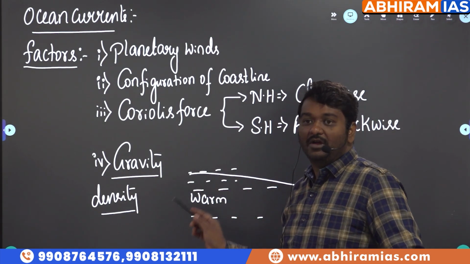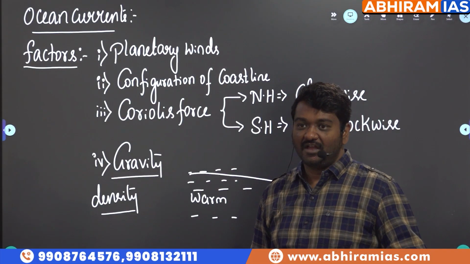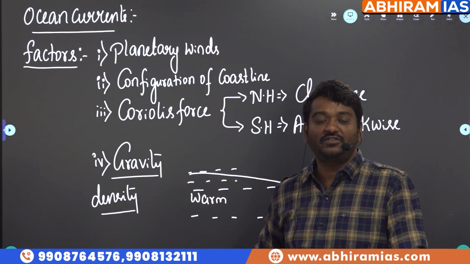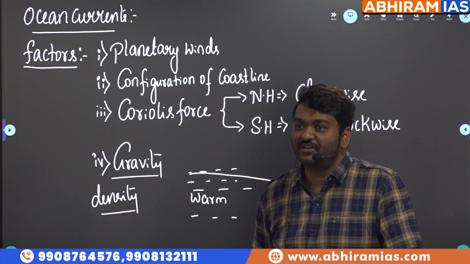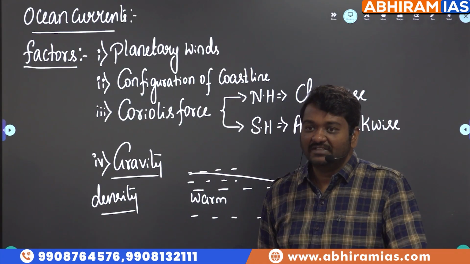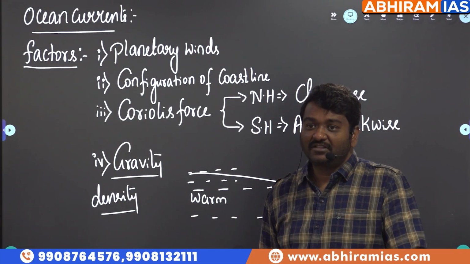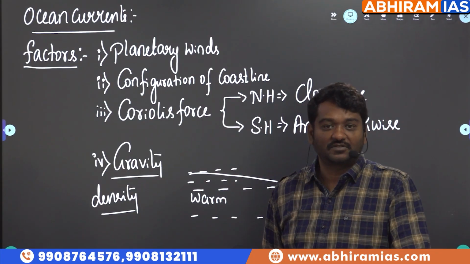Okay. Yesterday I told you about planetary winds. For planetary winds, we saw four forces. What are the four forces we considered? One is pressure gradient force. Second is frictional force. Third is gravitational force. Fourth is Coriolis force. Correct?